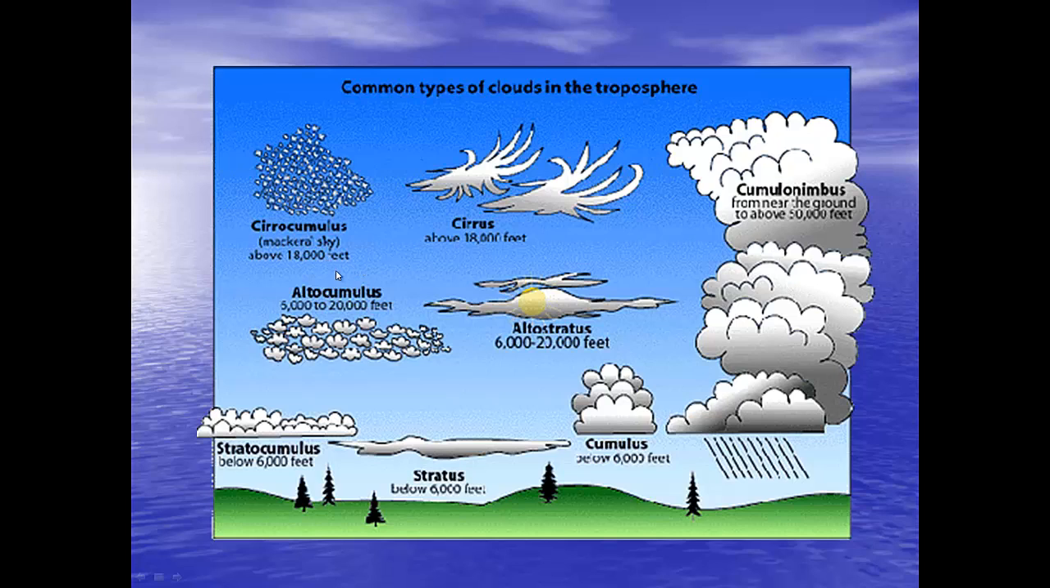We add in prefixes or suffixes depending on how high the clouds are or what formation they make. So a cirrocumulus would be a cirrus cloud, which indicates the height, and a cumulus cloud, which kind of indicates the shape. So it's a combination of those two.